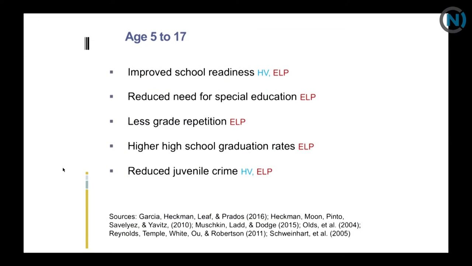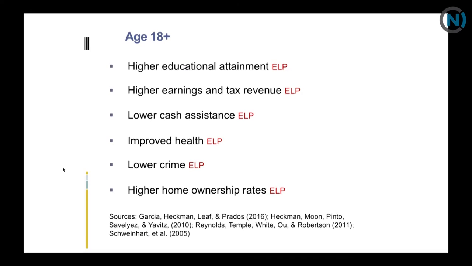Higher high school graduation rates has been found in the literature, higher education attainment, as I'll talk about in a moment, and then also reduced juvenile crime. So these are all different areas where we see from the literature there have been benefits to government. Now we get beyond high school, to age 18 and older, and we have higher educational attainment levels. This is consistent with higher earnings, and some of those earnings coming back to the public in the form of higher tax revenue. Lower cash assistance, improved health, which can reduce costs to our health systems. Lower crime, so reducing costs to the criminal justice system. This includes reduced police protection, court costs, and incarceration costs. Higher home ownership rates, too, can have some increased benefit because you can have some higher property tax revenues.